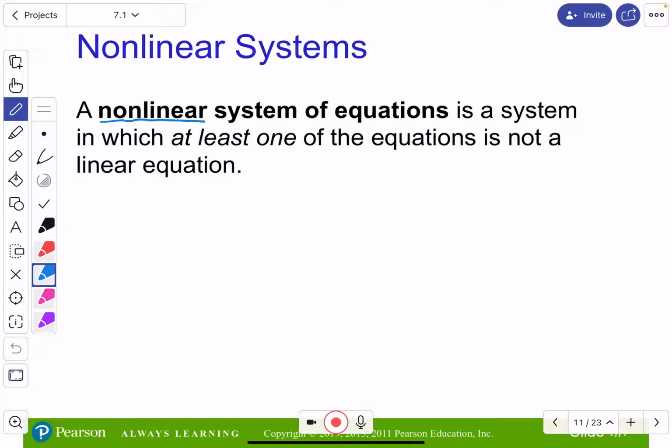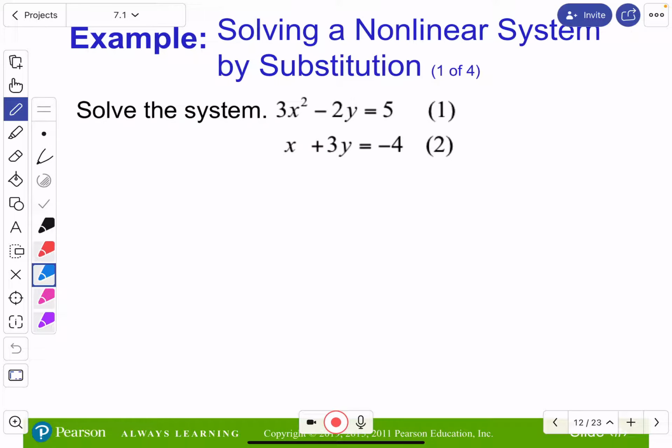A non-linear system has at least one of the equations that's not a line. So you could have a circle, a parabola, or a cubic function. At least one of them is not a line. You solve them in the same ways, substitution or elimination. So here's one with a quadratic.